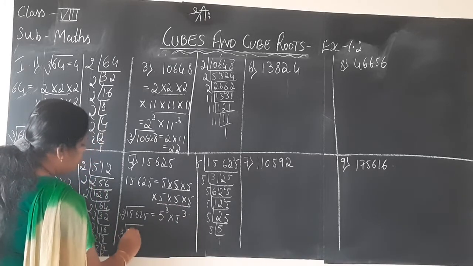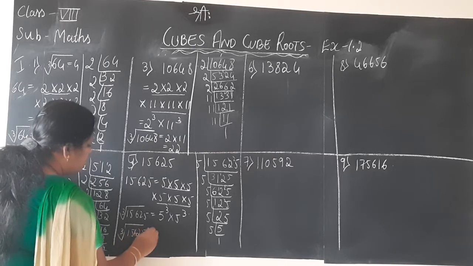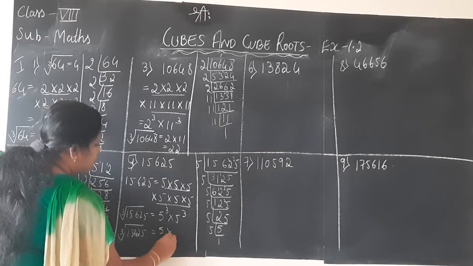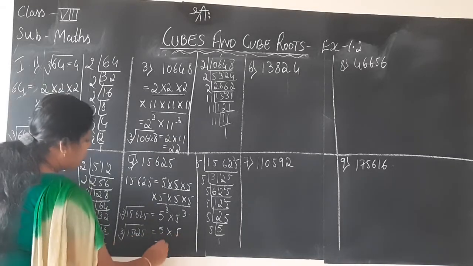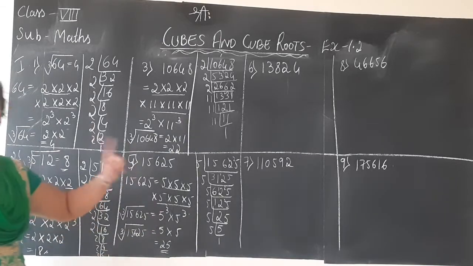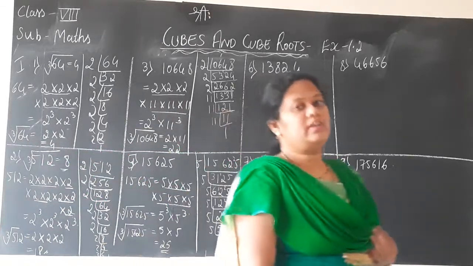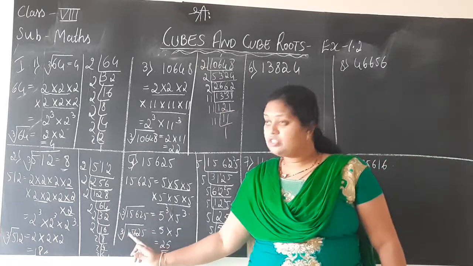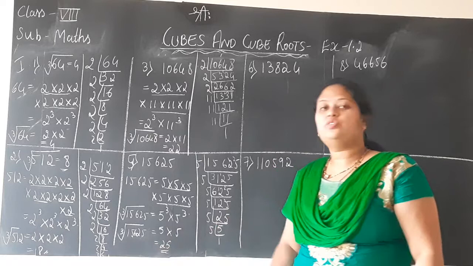So cube root of 15625, 5 cube is 5, again 5 cube can be written as 5. So product, 5 5s are 25. So cube root of 15625 is 25. Cube of 25 is 15625. But cube root of 15625 is 25.